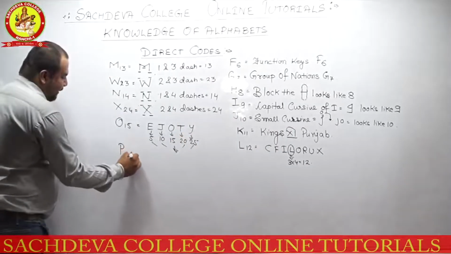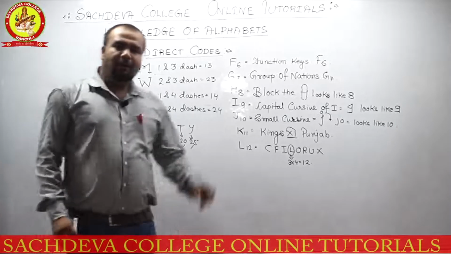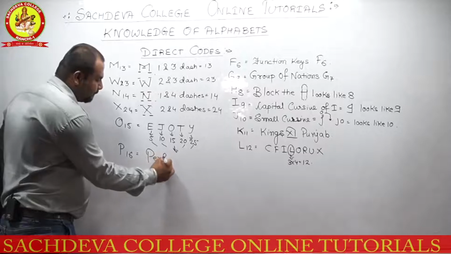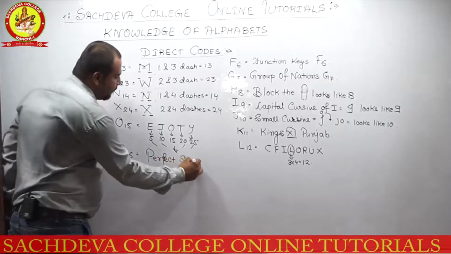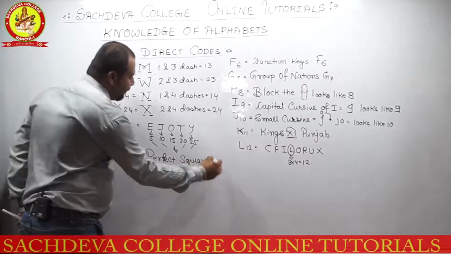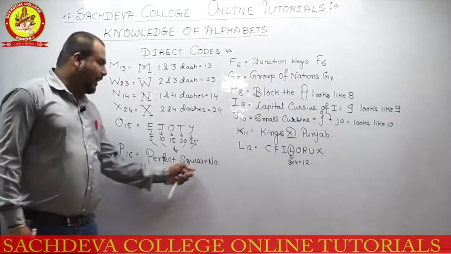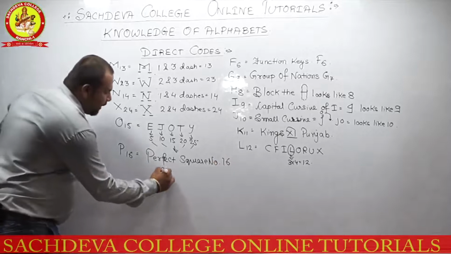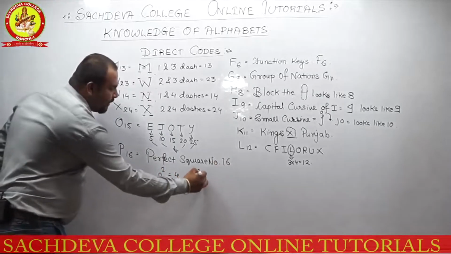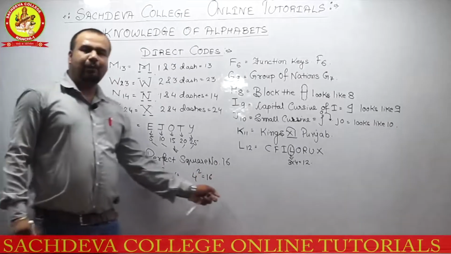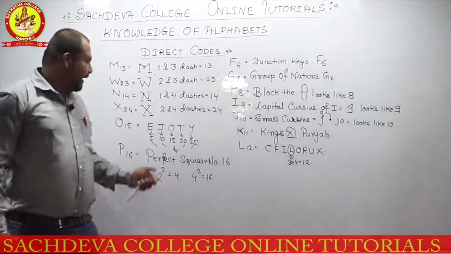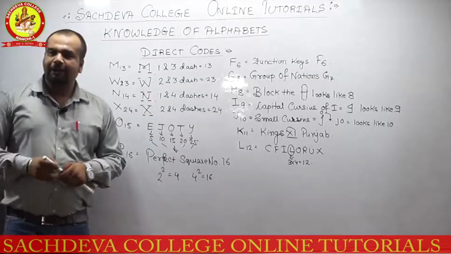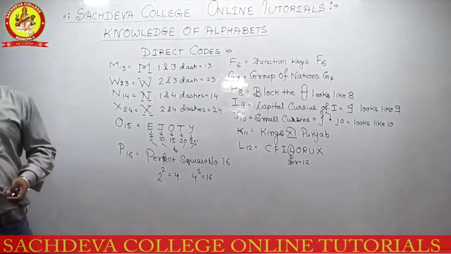Next, we have P16. What we have P? Do you know a word from P that is known as perfect? And in mathematics we have perfect square number. Now what we have is perfect square number 16. If we look at the property of 16, then we have 2 square is equal to 4, and again 4 square is equal to 16. So double perfect square number is 16. So I think you can remember that P for perfect square number is 16. Then we move on for Q17. How can we remember it?